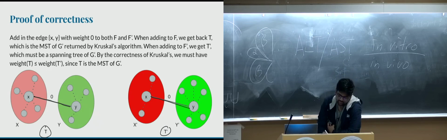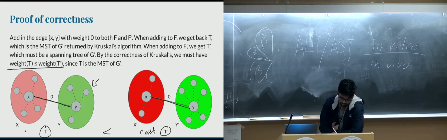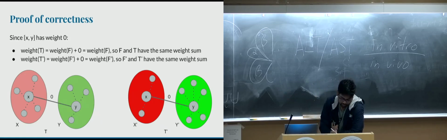By correctness of Kruskal, we already know that weight of T has to be less than or equal to T prime, right? That's correct, because we ran Kruskal on this graph. So that's why this property has to be there. The cost of this has to be less than T prime. That's what Kruskal is. So this will also be true. Weight of T is nothing but weight of F plus this edge here, and weight of T prime is weight of F plus again 0. So these two things are same, these two things are same.